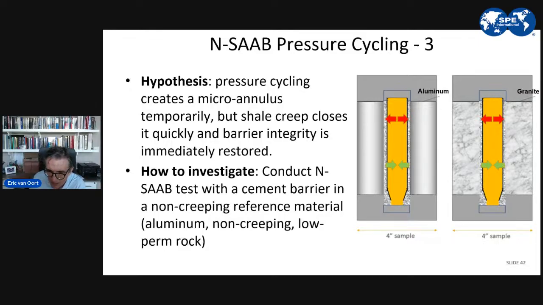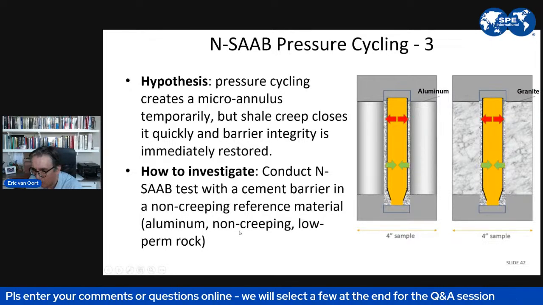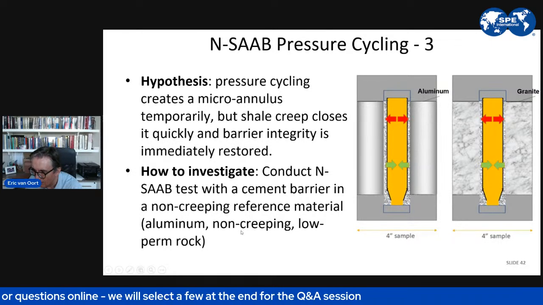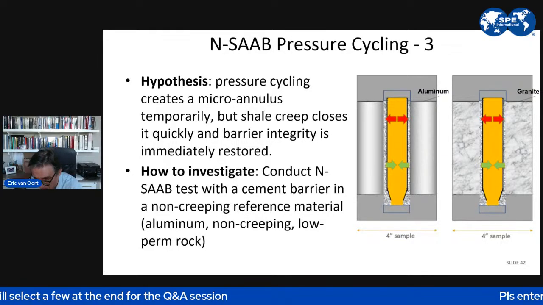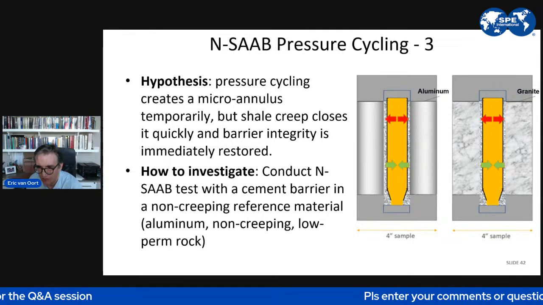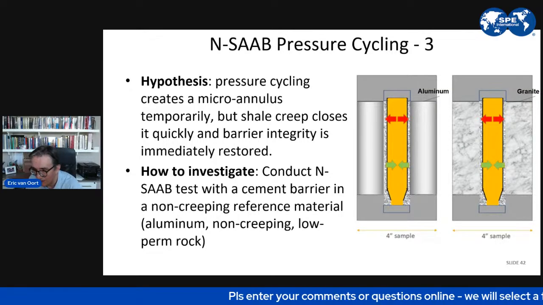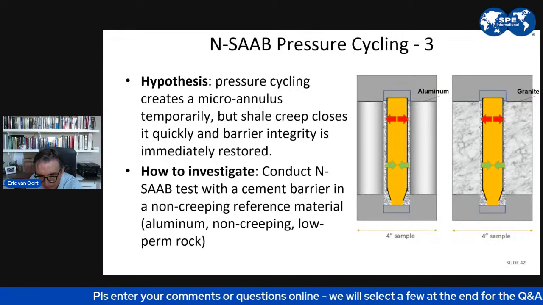And again, if that happens, or can be made to happen artificially by heating, that would be an extremely important thing. How we're going to be investigating that, and that is testing that we've lined up for the next months, is conducting these NSAB tests with a cement barrier in a non-creeping material. Could be aluminum, could be a granite, pyrophyllite material or something like that, and see if we can indeed effectively debond, and not, of course, have a creeping material under the pressure and temperature conditions that we typically do these tests. So it's going to be an exciting time going forward, figuring this out.